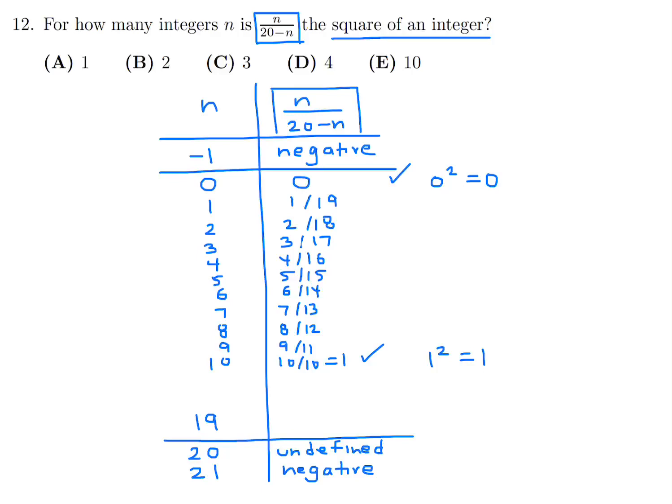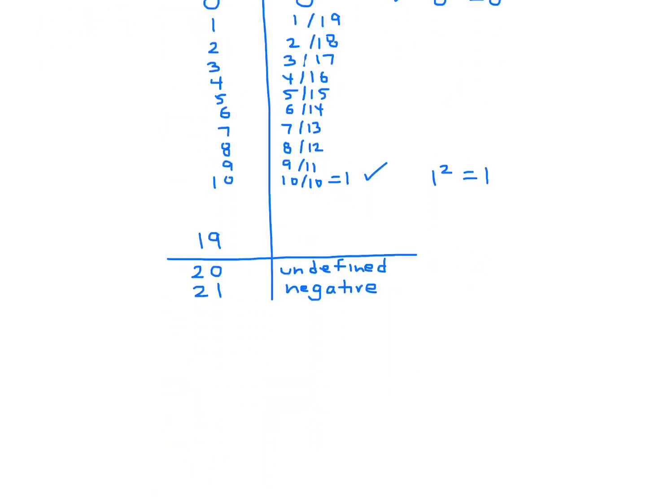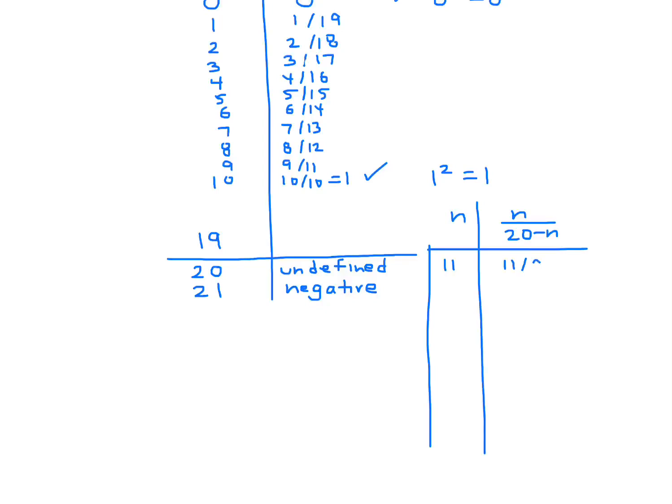All right, so I ran out of space, but I can scroll down. It's okay. Oh boy, I got to squeeze this in somehow. I'll do it on the side here, no problem. n over 20 minus n. So what are we up to? 11? Yeah, 11 becomes 11 over 9.